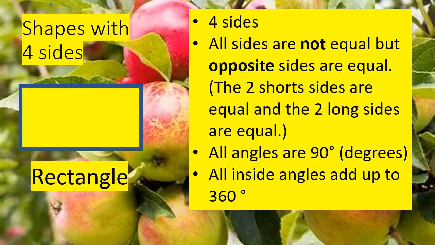Now a rectangle, again, four sides, but this time all the sides are not equal, but opposite sides are equal. So it has two short sides that are equal and two long sides that are equal. Like a square, all angles are 90 degrees, and all the inside angles add up to 360 degrees.